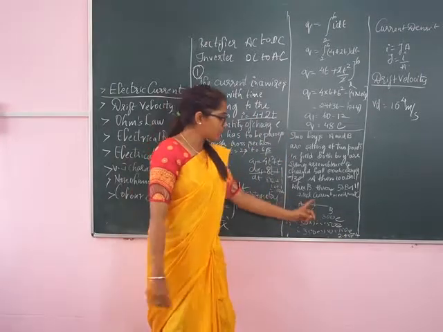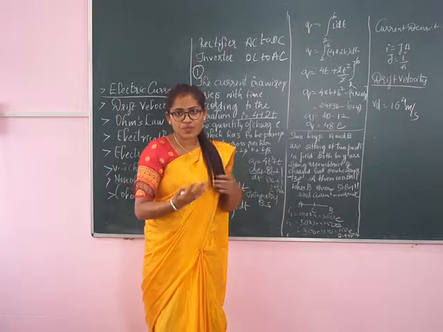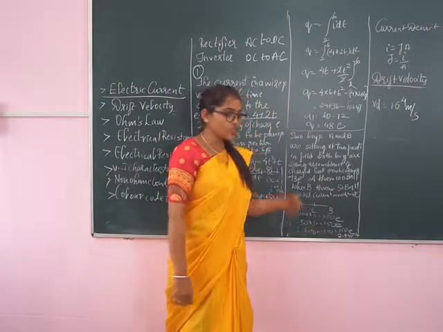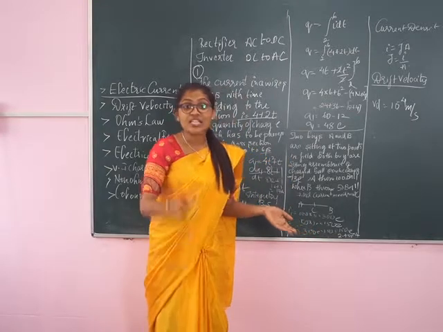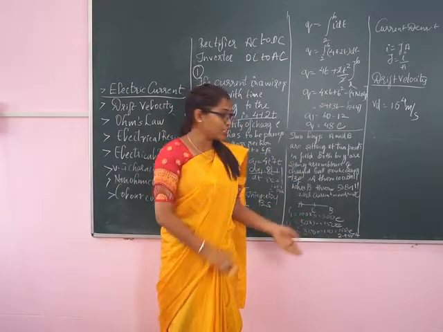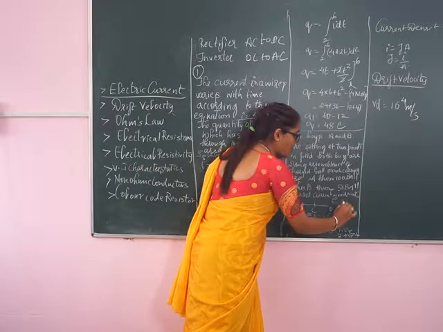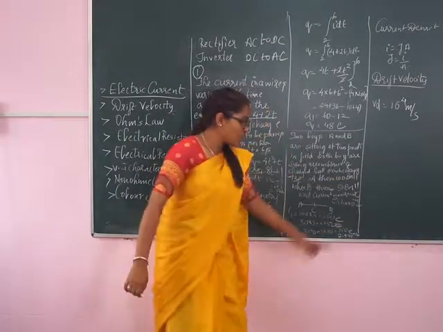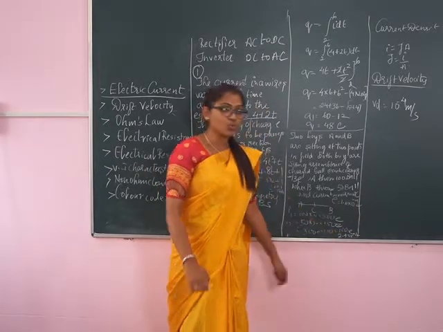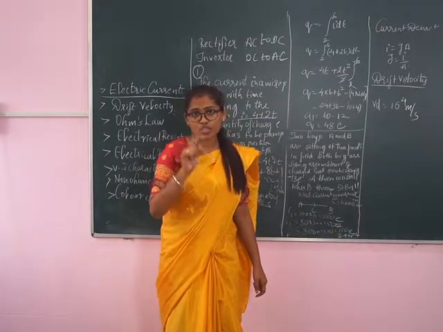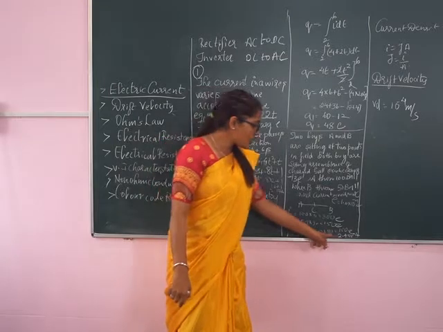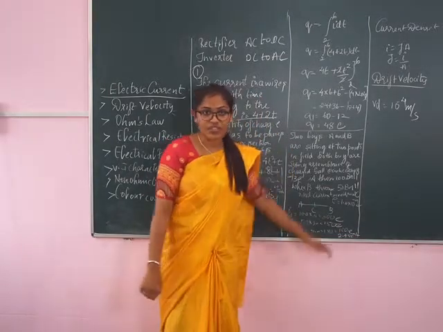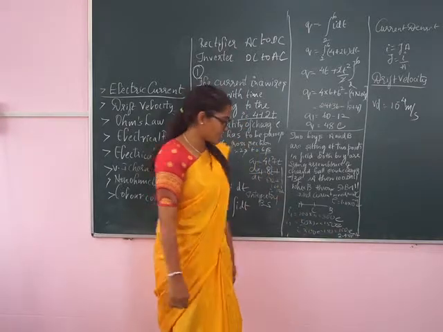Now at C, the net flow will be the difference: 300 electrons minus 150 electrons gives 150 electrons. Substitute the electron charge, 1.6 into 10 to the power of minus 19 coulomb. So 150 into 1.6 into 10 to the power of minus 19 gives 2.4 into 10 to the power of minus 17. This will be your final answer.